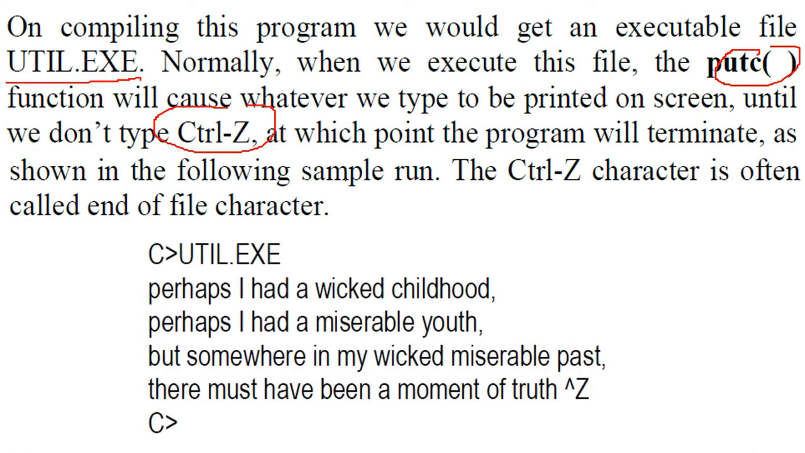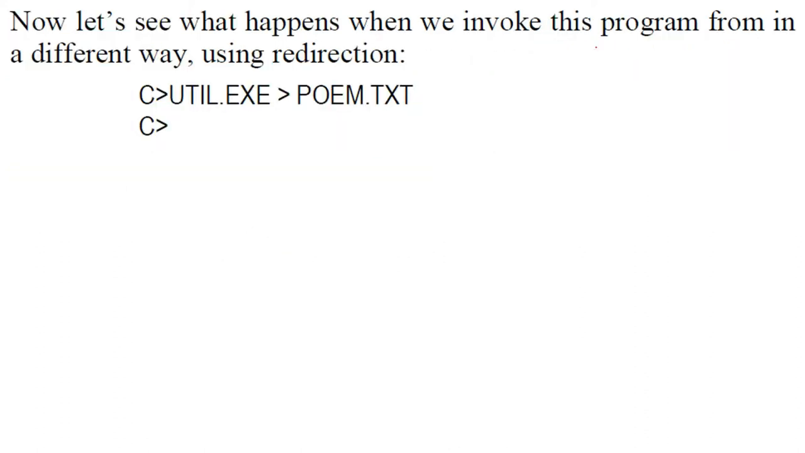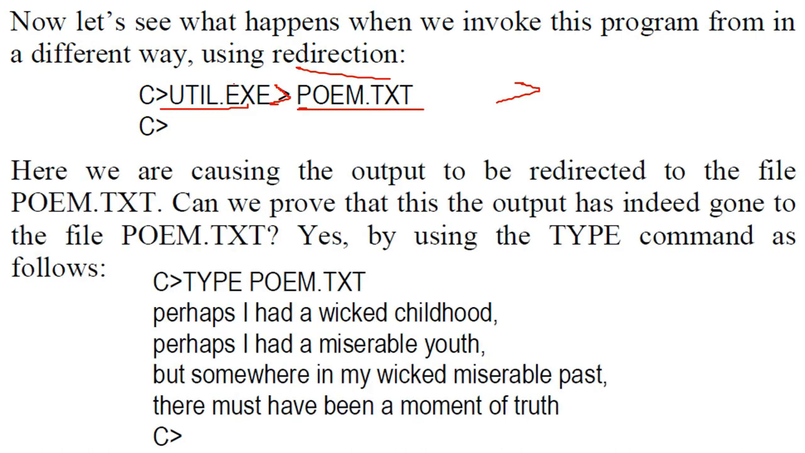So this is a sample run of this program with Ctrl-Z. This Ctrl-Z character is often called the end of file character. So if you just run util.exe, it will show you this with Ctrl-Z. Now, let us see what happens when you invoke the program in a different way using redirection. So you have util.exe. After that, you use this redirection operator, and this is the text file. So this does what? We are trying to redirect the output to the file poem.txt.